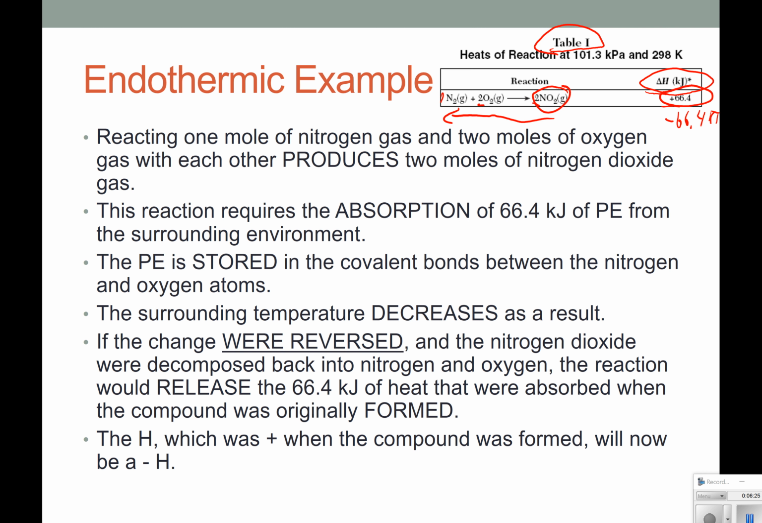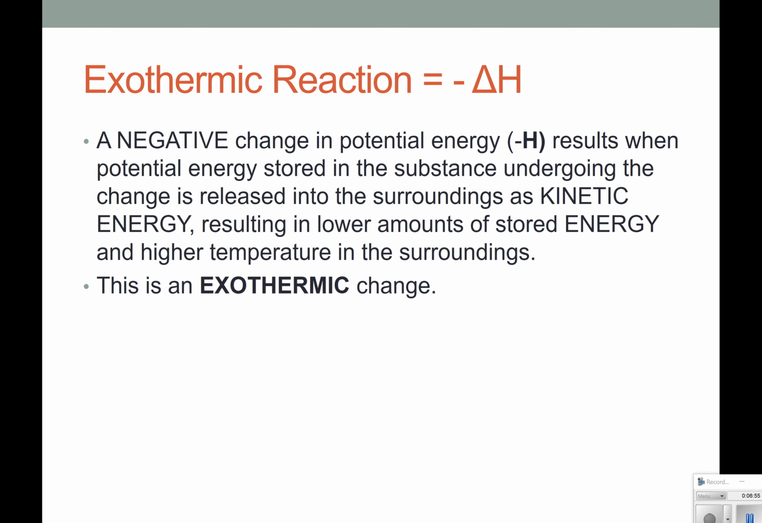So the reverse reaction is going to release the 66.4 kilojoules of heat that were absorbed when the compound was originally formed. So this is an example of a reversible reaction, and most reactions given enough energy are reversible. Now the delta H, the heat value which was positive when the compound was formed, is now a negative delta H, indicated there. So the reverse reaction is considered exothermic.